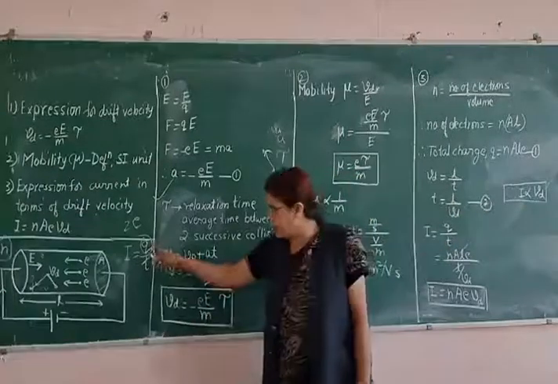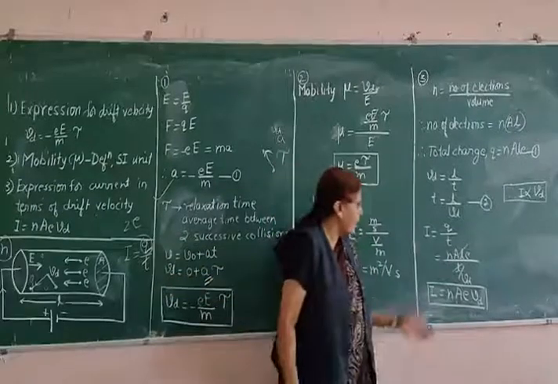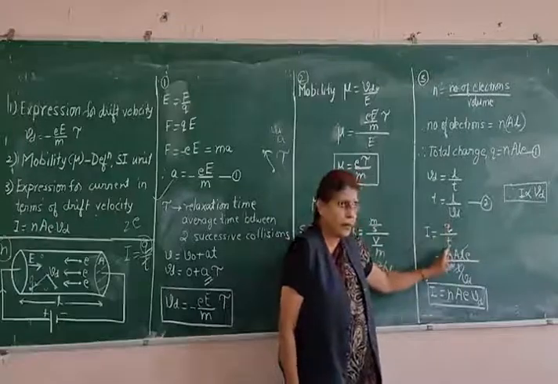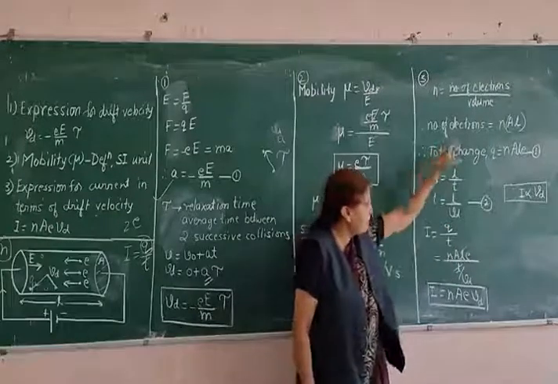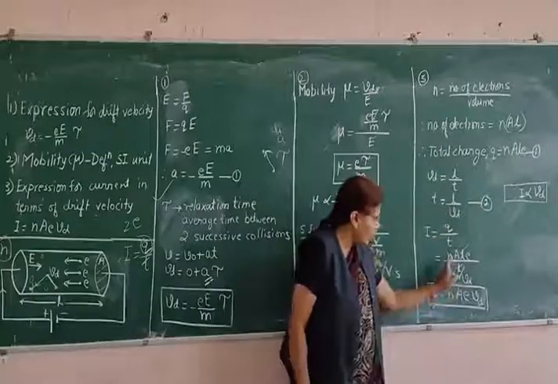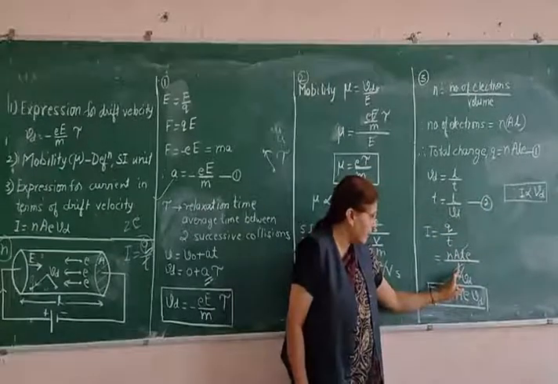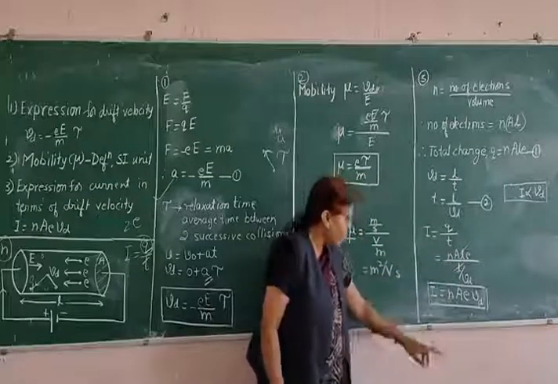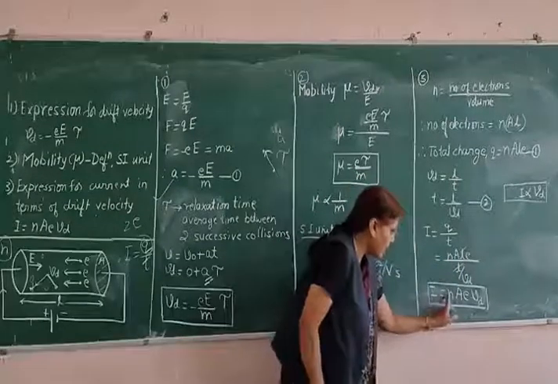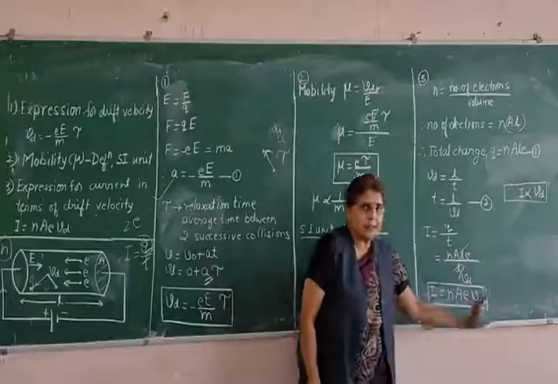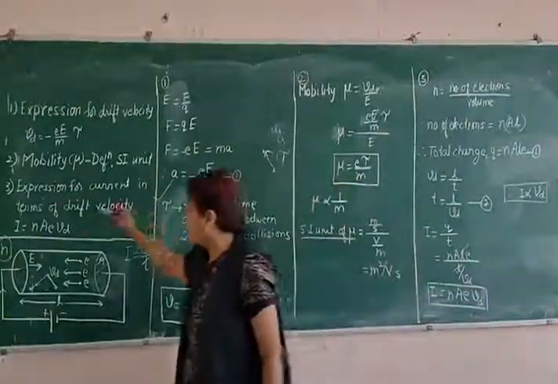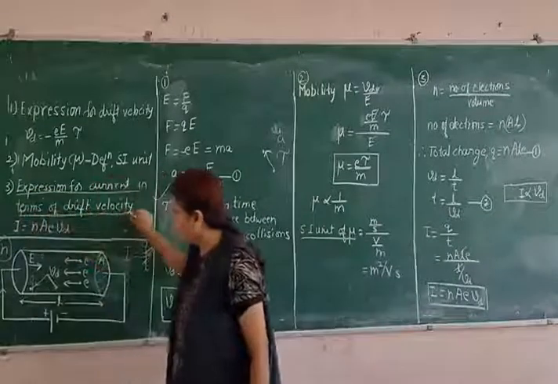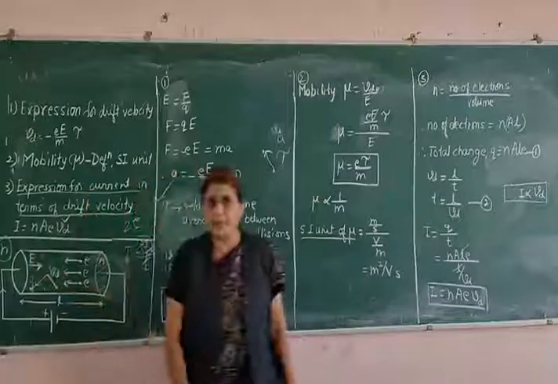So I got an expression for Q, I got an expression for t. Now let us go to the final one. I, current, is rate of flow of charge, Q upon t. I put the value of Q from equation 1, value of t from equation 2. So nALe divided by L upon vd. Just simplify, L gets cancelled. If you cross multiply, I = nAe vd. This is an expression for current in terms of drift velocity. This is the most important term, vd.